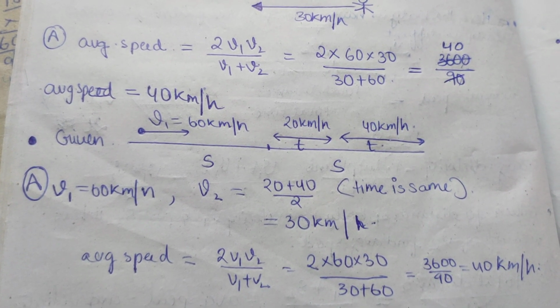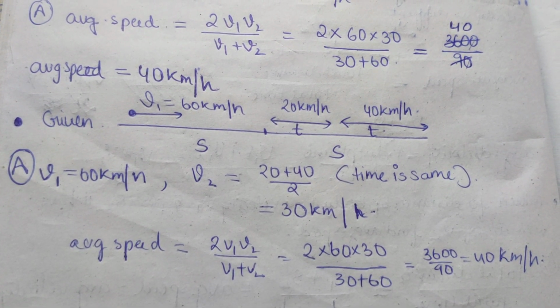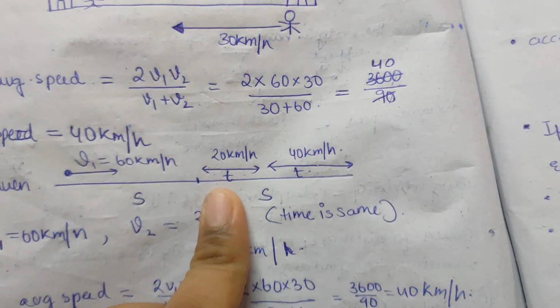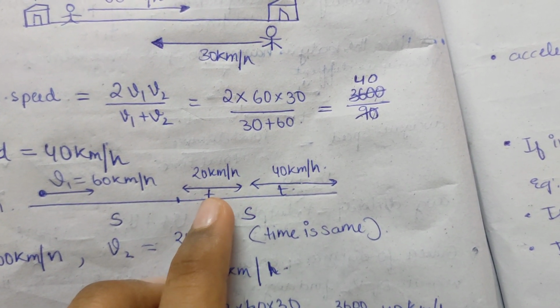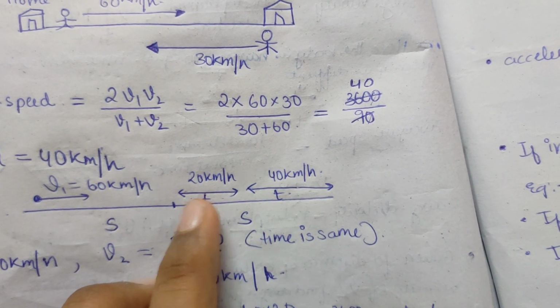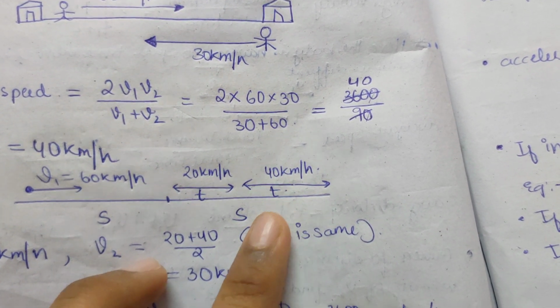The first velocity is 60 kilometers per hour, and in the second half distance, according to time, in 2 times. In the first t, the velocity is 20, and in the second t, it is 40.